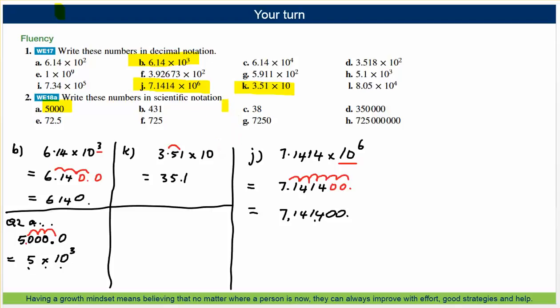Okay, I might try this really large one. H. 725,000, 3 zeros, another 3 zeros. Okay, again, I'll just put in the decimal point at the end. And let's move it. Divide by 10, divide by another 10, so that's 100, divide by another 10, so that's 1,000, divide by another 10, that's 10,000, another 10, that's 100,000, another 10, that's a million. So that's 6, 7, that's 10 million, 8, that's 100 million.